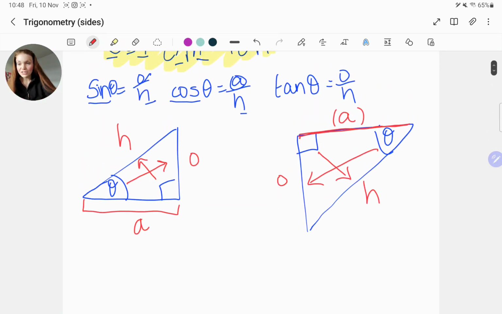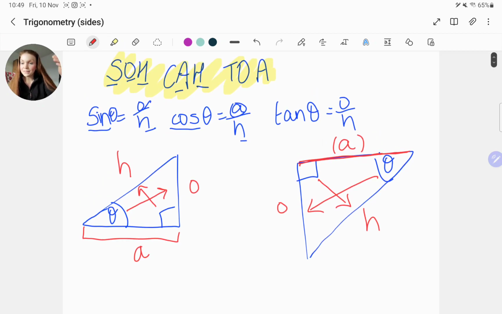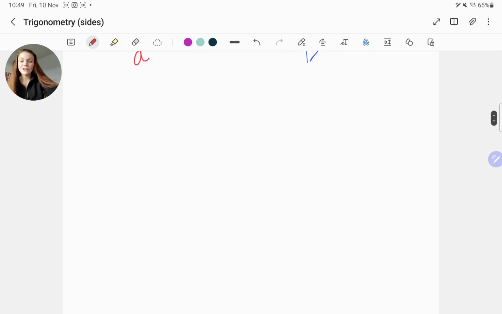So we have SOHCAHTOA is the way to remember trigonometry. We have sine equals opposite over hypotenuse. Remembering the opposite is the side opposite the angle. Hypotenuse is the side opposite the right angle every single time. And adjacent is the one beside the two angles, okay, or the one that's left. Now, as I said in this video, we're going to do sides.